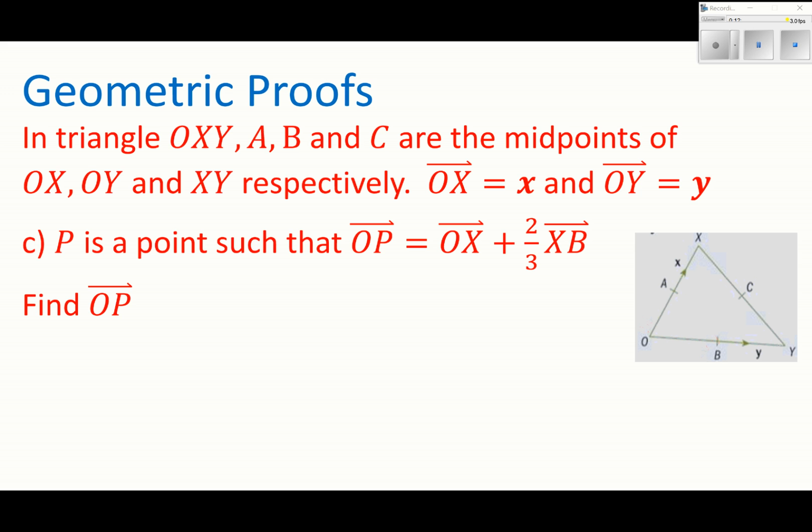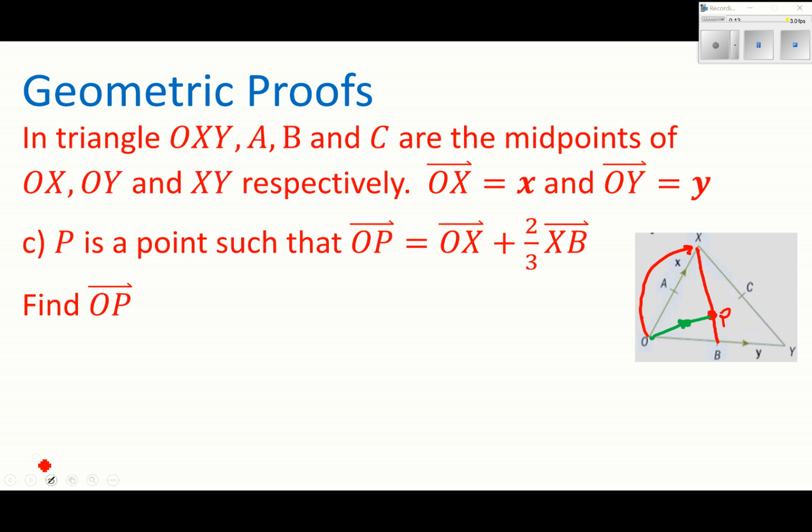All right, part C, same setup. But now we have some point P such that if I went from the origin to P, it would be the same as OX plus 2/3 of XB. So what this is saying, I'm going from O to X, and then from X to B, I'm only going 2/3 of this distance. So P is going to be some point here in the middle of my triangle. So I went from O to X, and then 2/3 of the way from X to B. I want to actually find, well, what is OP? So what is this distance here from O to P?